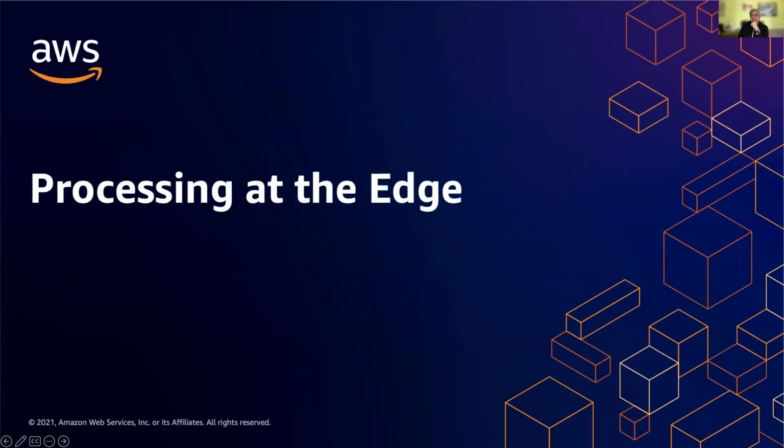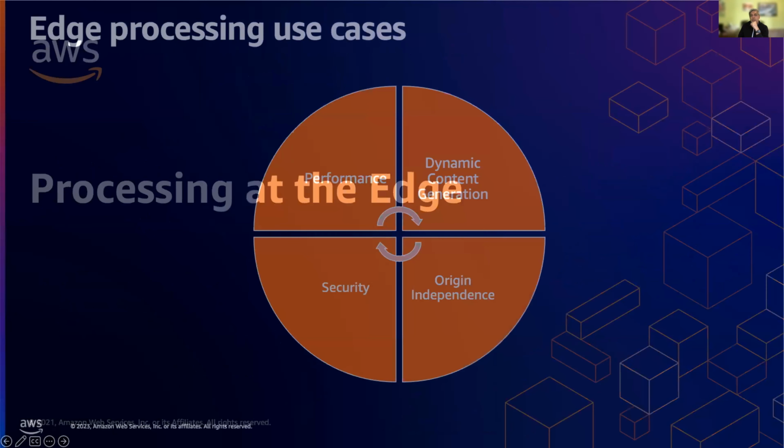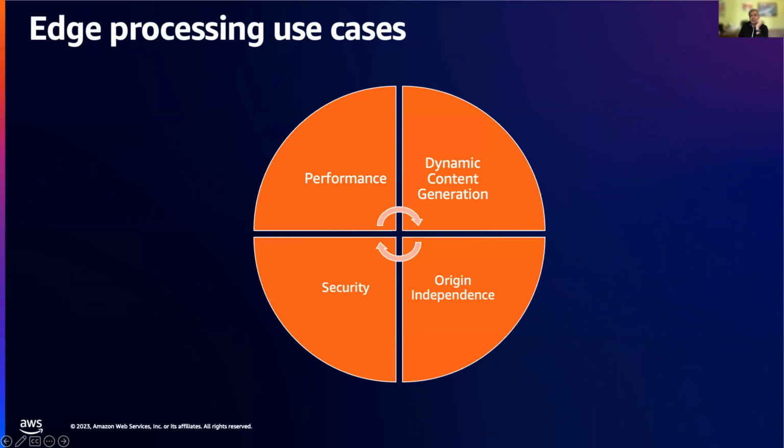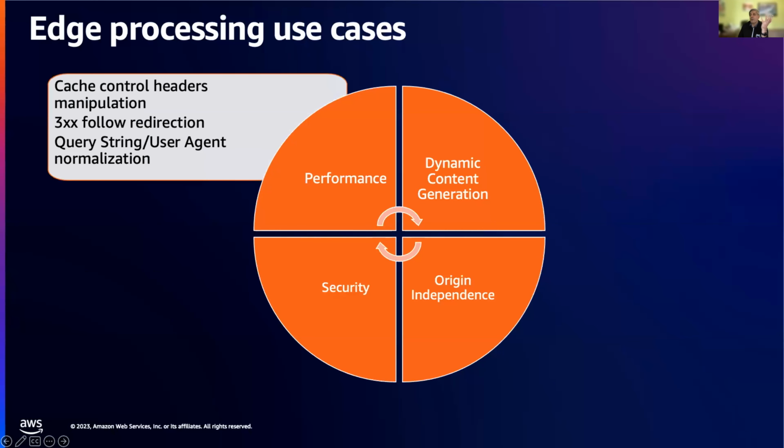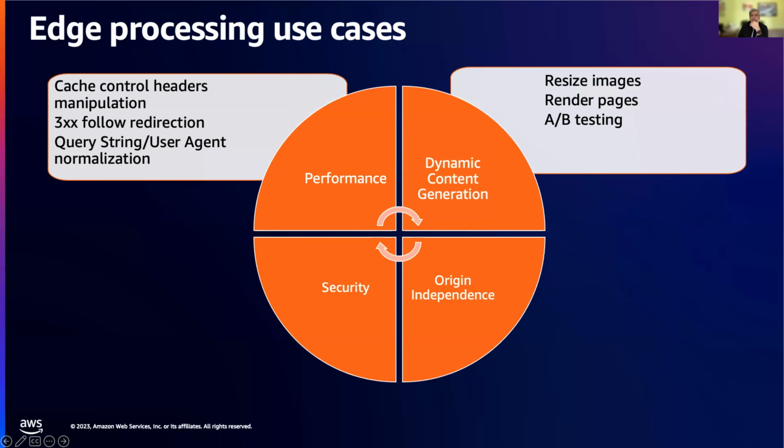Talking about processing at the edge, some of the use cases are about performance. You want to be able to dynamically improve your cache hit ratio, right? That's really what you're looking for. From a dynamic content generation point of view, you have things like A/B testing, right?